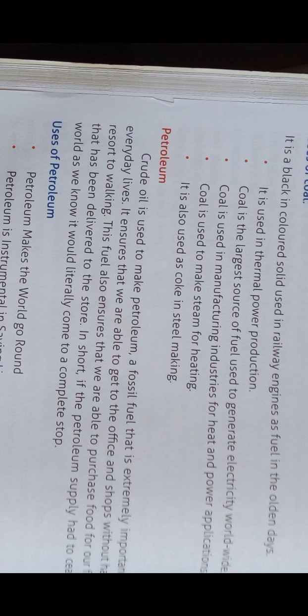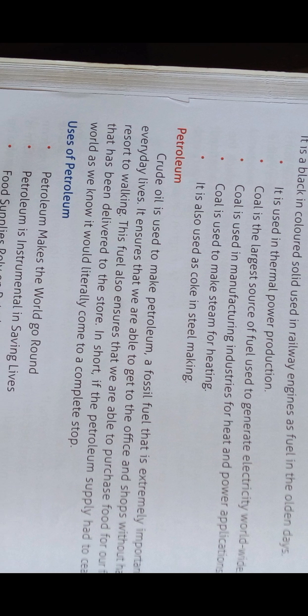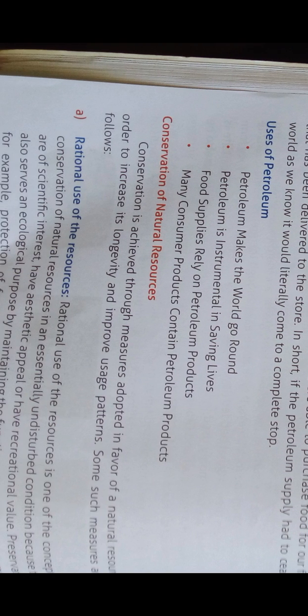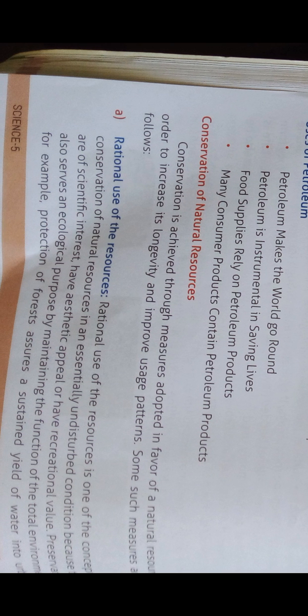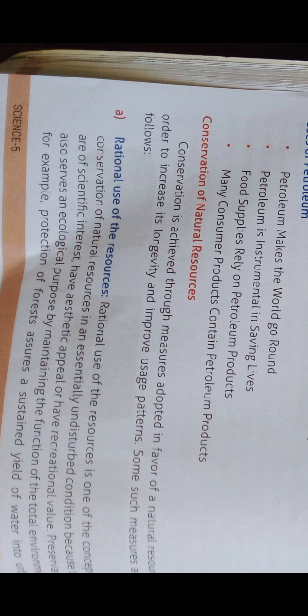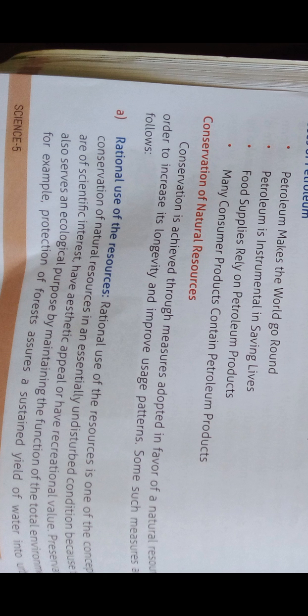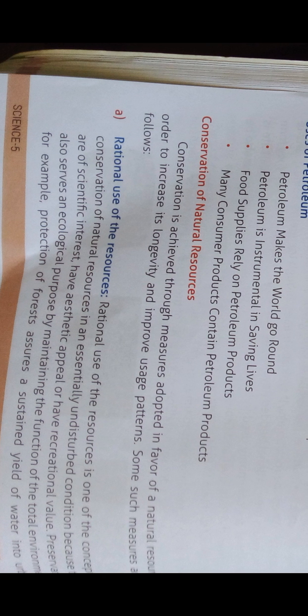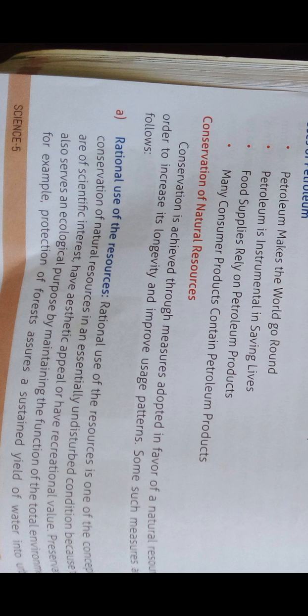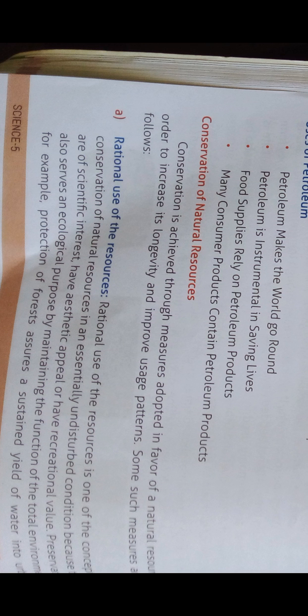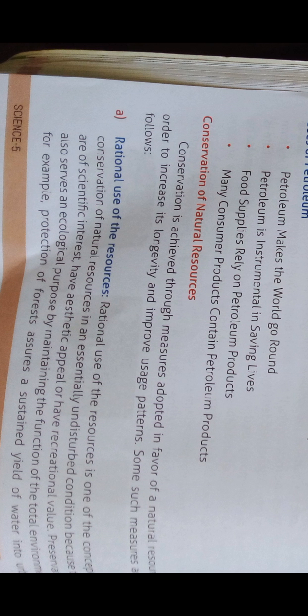Next we will discuss conservation of natural resources. Conservation is achieved through measures adopted in favor of natural resources in order to increase the longevity and improve usage patterns. Some such measures are rational use of resources. Rational use of resources is one of the concepts in conservation of natural resources in essentially undisturbed condition because they are of scientific interest, aesthetic appeal and have recreational value.